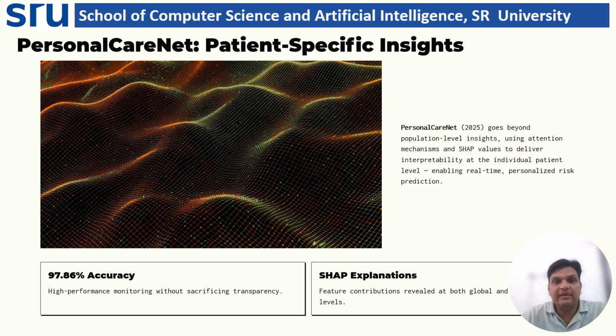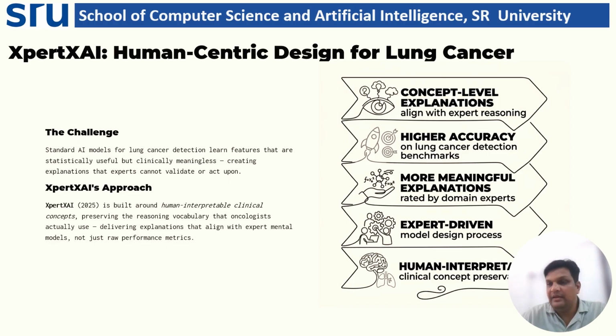So here, Personal CareNet goes beyond population level insight, using attention mechanisms and SHAP values to deliver interpretability. So we can say that this SHAP parameter is very important for understanding the explainability of the models. Here in Personal CareNet, we have 97.86% accuracy, high performance monitoring without sacrificing transparency. SHAP features: how much each feature contributed to the prediction is explained by SHAP models.